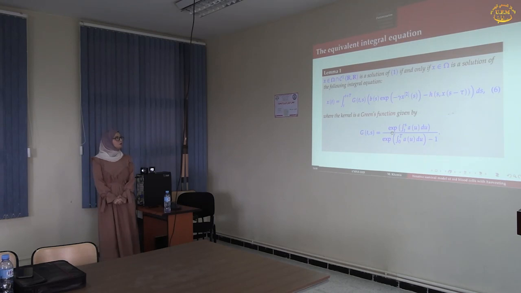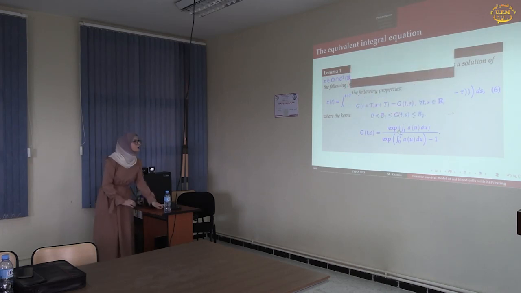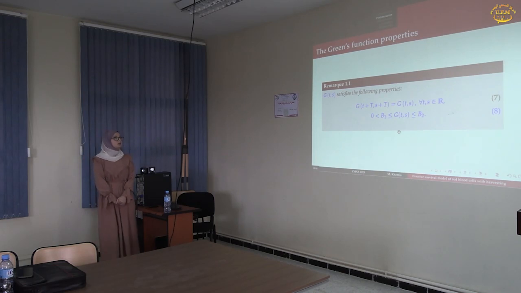Here from lemma 1, we can point out that finding a periodic solution of equation 1 is equivalent to finding a periodic solution of integral equation 6, where the kernel here is Green's function and is given by this expression. It's worth mentioning that the obtained kernel satisfies properties number 7 and 8.